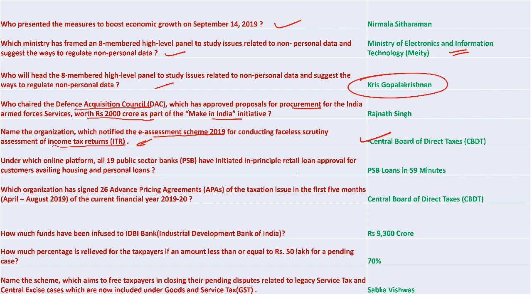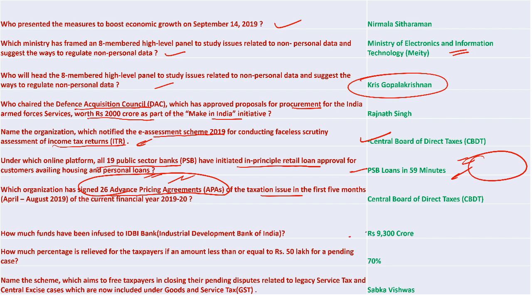This is the scheme which I had asked about. PSB loans in 59 minutes, this is the online platform. All 19 public sector banks have initiated in-principle retail loan approval for customers availing loans and personal loans, right? What is the maximum amount that can be taken through this? Put down in the comment. The Central Board of Direct Taxes is the organization which has signed APAs. You see what I had asked you, that's Advance Pricing Agreements, on the taxation issue, in the first 5 months.